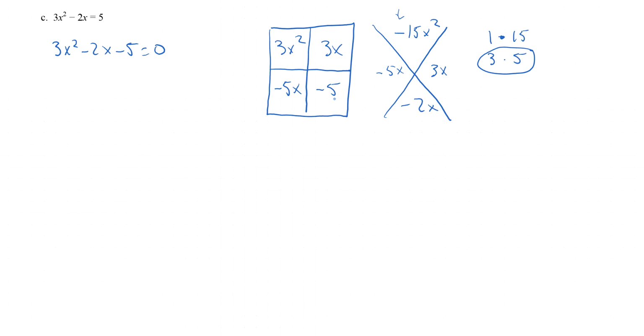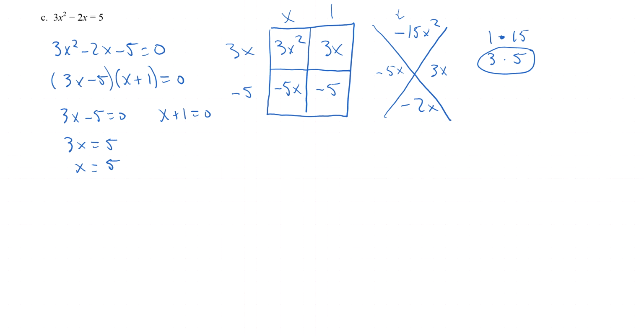So what does negative 5 and negative 5x have in common? Negative 5. 3x and 3x have 3x in common. This is x, and then when we look at this one here, we have 1. Alright, so my factors end up being 3x minus 5 times x plus 1 equals 0. And so then 3x minus 5 equals 0, and x plus 1 equals 0. So 3x equals 5, x equals 5 divided by 3, and x equals negative 1.